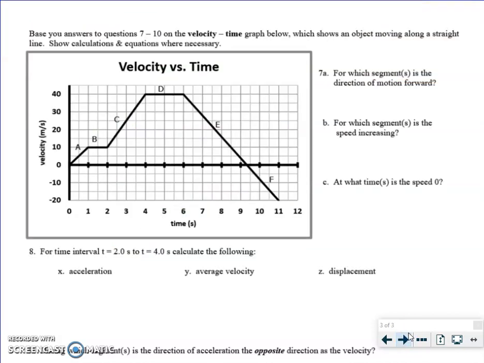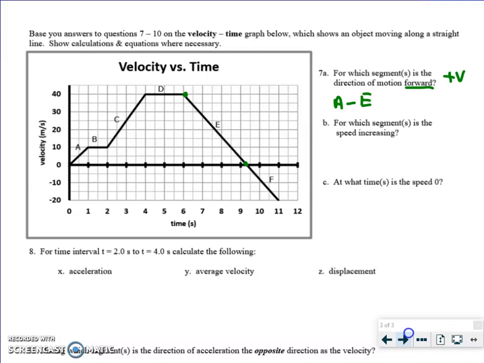Now looking at the velocity time graph. At which time is the motion forward? For a velocity time graph, forward means a positive velocity. So that's A through E. They're always positive. Even E is positive. I have a positive 40 here and moving down to 0. So at no point is that speed ever negative.